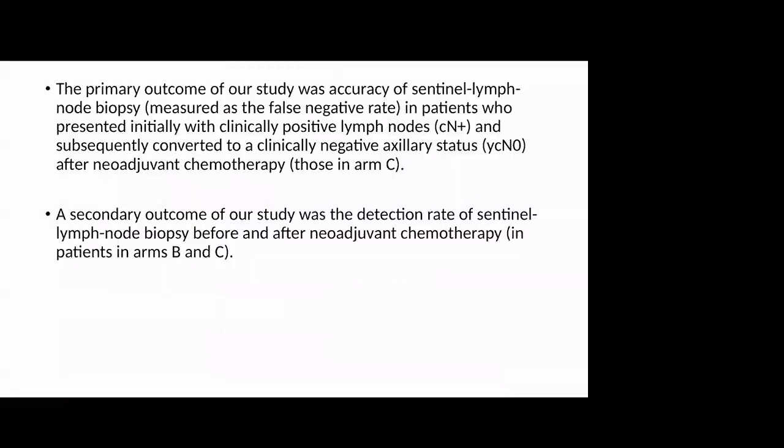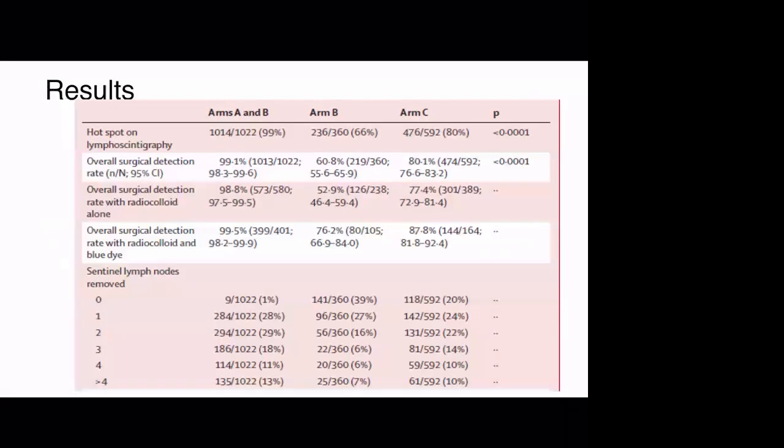So that's nothing spectacular. The primary outcome of the study was to determine the accuracy of sentinel node biopsy, which would be measured by the false negative rates in patients who presented initially with clinically positive lymph nodes and subsequently converted to clinically negative lymph nodes. That is, after neoadjuvant chemotherapy. That is arm C. The secondary outcome of the study was to detect the rate of sentinel lymph node biopsy before and after neoadjuvant chemotherapy. So basically, as I said, in a clinically node negative breast also, you're going to find 40% of the patients actually had pathological nodal disease.